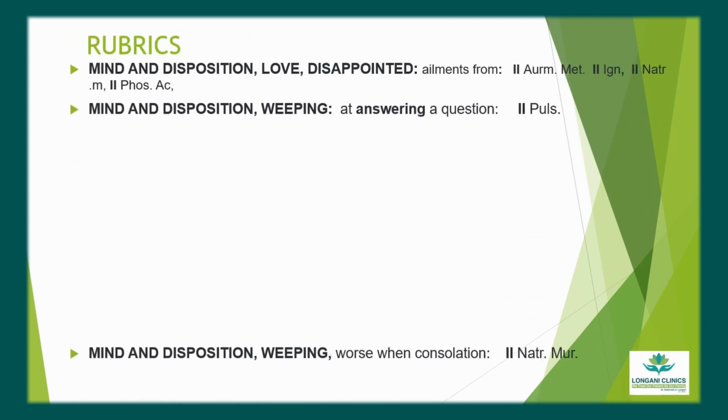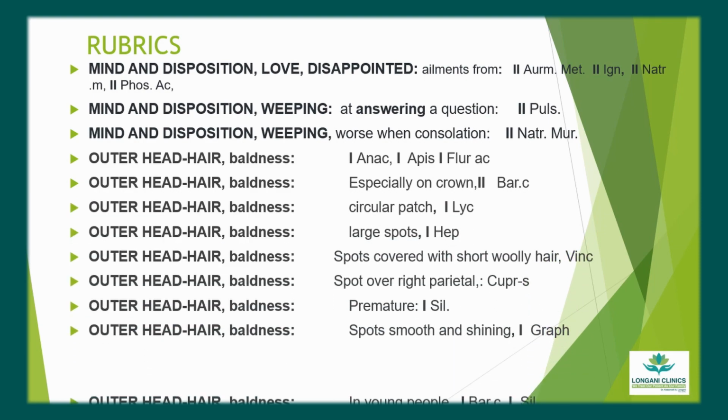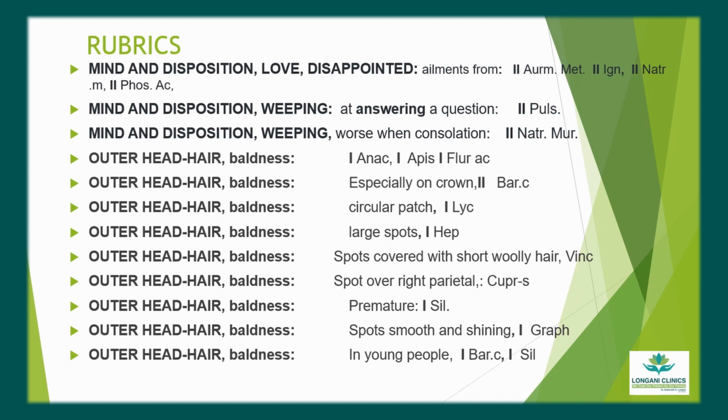Now we will see rubrics. Mind and disposition. Love disappointed, ailments from. The drugs mentioned are aurum muriaticum, ignatia, natrum mur, phosphorus. Mind and disposition. Weeping at answering a question. The drug mentioned is pulsatilla. Mind and disposition. Weeping, worse when consoled. Natrum mur. So weeping worse by consolation. The drug mentioned is natrum mur.